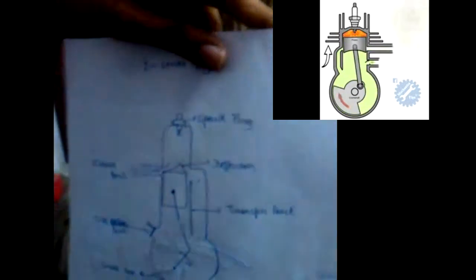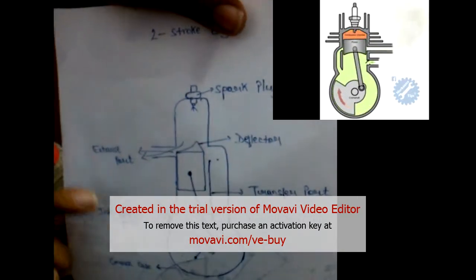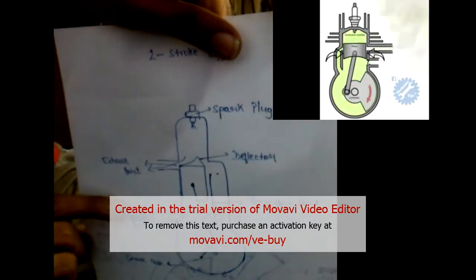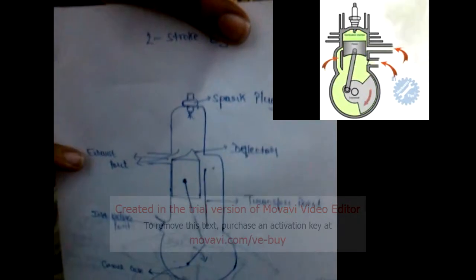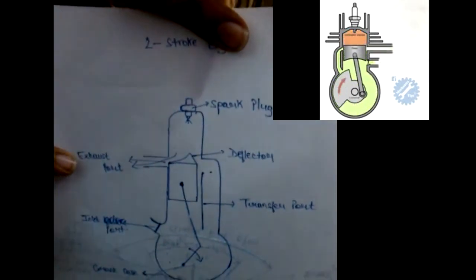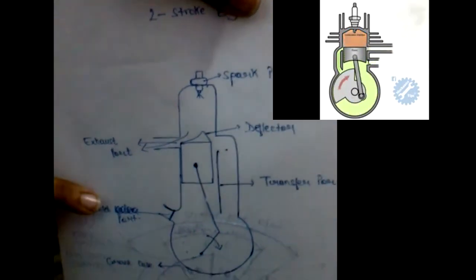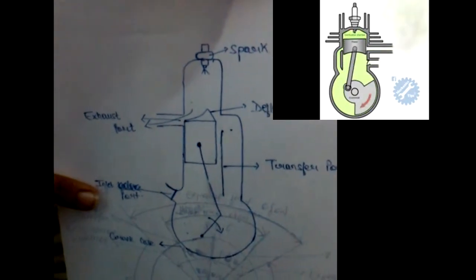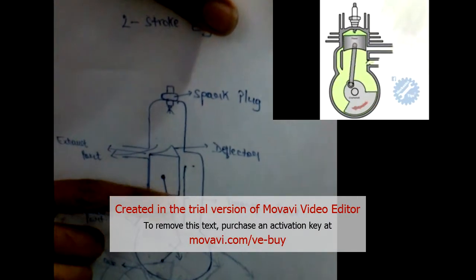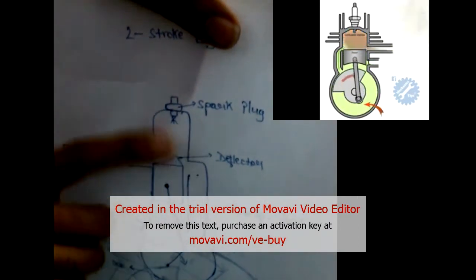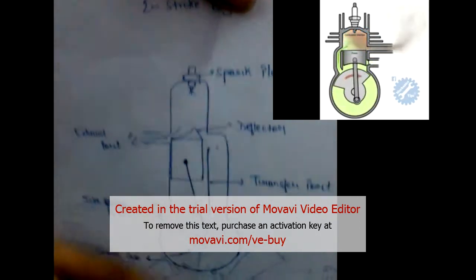As you can see in this diagram, a 2-stroke IC engine consists of an exhaust port, inlet port, and a transfer port. Through the exhaust port, the combustion products are released from the top part of the cylinder. Through the inlet port, the fresh charge enters the crankcase, and through the transfer port, this fresh charge moves to the top part of the cylinder when the piston moves in a downward direction.